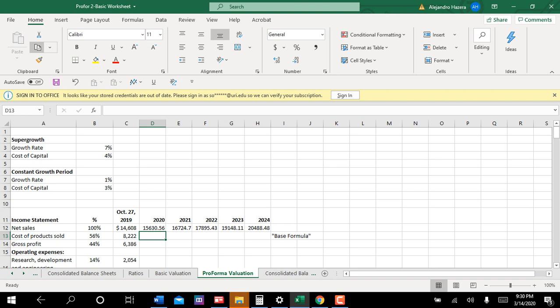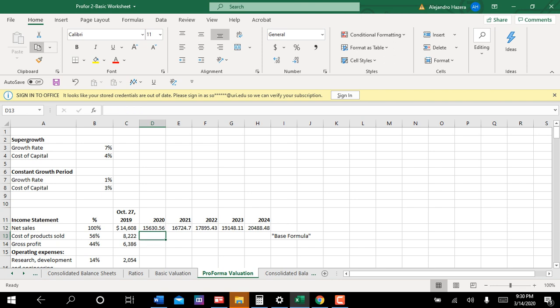Now this is an individual line item, but the way we're going to do this is we're going to take whatever number we're working with. In this case, we're going to take the sales number, which in this case is D12.